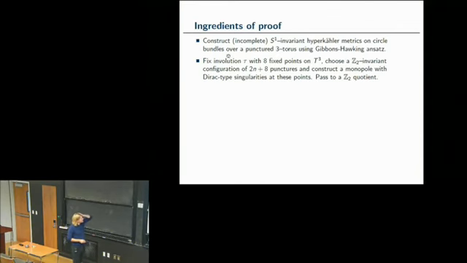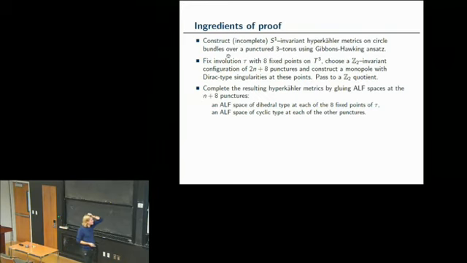So you're fixing this involution, which has fixed points. You choose these extra n points, but they need to be Z2 invariant. So you have 2n plus 8 points, and then you construct a solution, a monopole with Dirac type singularities at these points, and then you need to pass to this quotient. This gives you something incomplete. To complete it, to get something that will be approximately hyperkähler, at each of these eight fixed points you glue in one of these dihedral ALF spaces. Because you're taking this quotient, this extra Z2 at infinity is needed. And then the cyclic ones go in at all the other points that are not fixed.